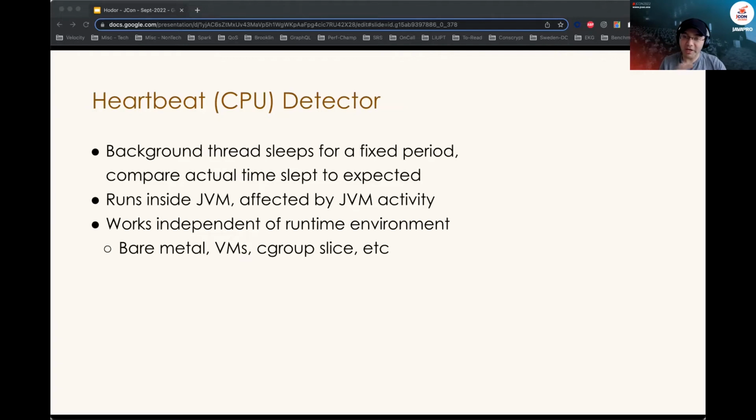And lastly, the rationale behind using this approach of a background heartbeat thread is that, one, it directly measures the useful CPU time available to the application in real time. So what I mean by that is something like a top command might say you have 30% free CPU available. However, that might not necessarily mean that your application has that CPU available in real time. And secondly, the concept of a heartbeat thread is simple and applicable everywhere, irrespective of the environment or application type.